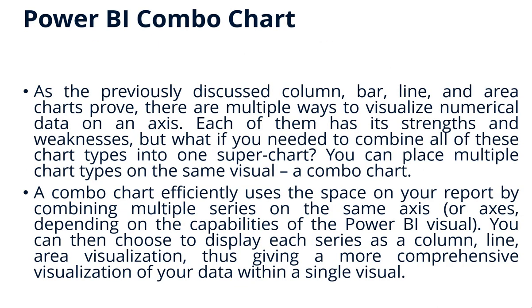So, the next chart is the Power BI combo chart. As we previously discussed, with column, bar, line, and area charts, there are multiple ways to visualize numerical data on the axis. Each of them has its strengths and weaknesses. But what if you needed to combine all of these chart types in one super chart? You can place multiple chart types on the same visual, and that is a combo chart.